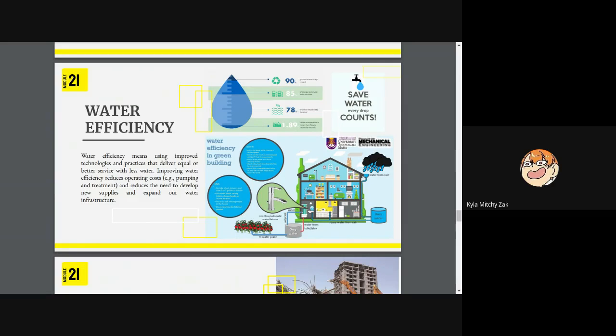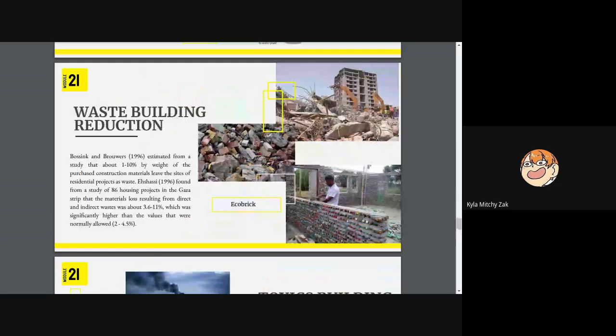So for water efficiency, improving water efficiency reduces operating costs and reduces the need to develop new supplies and expand our water infrastructure. The next component is waste reduction. Bonsink and Browers estimate from a study that about 1 to 10% by weight of the purchased construction materials leave the sites of residential projects as waste. This is problematic because even if at minimum it's only 1%, there are several residential projects that get made per year in every country, so it adds up to a lot of waste.